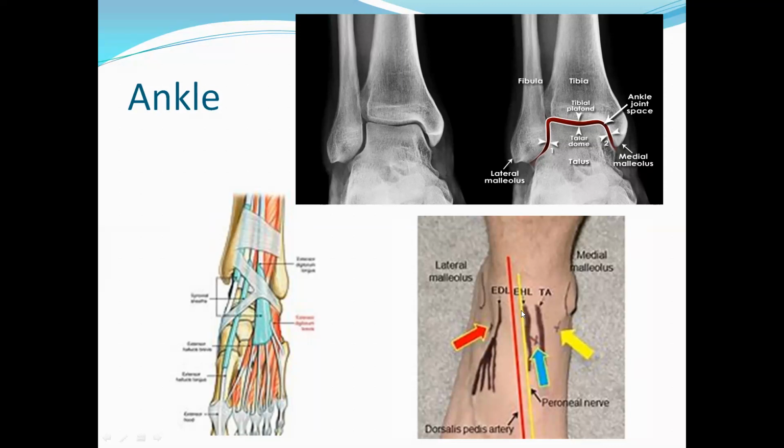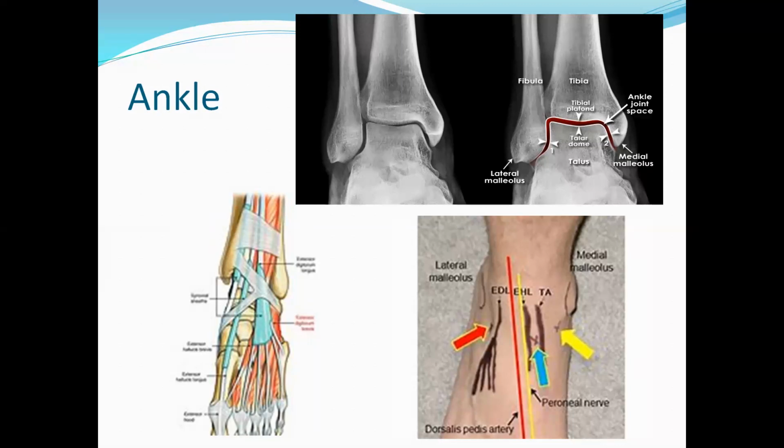Next is the peroneal nerve, then the dorsalis pedis artery, then extensor digitorum longus, peroneus tertius, and the superficial peroneal nerves, two branches supplying the dorsal part of the foot. So these are the structures present in the anterior aspect of the ankle. One has to be very cautious during joint injection not to injure nerves or inject drugs into a vessel.